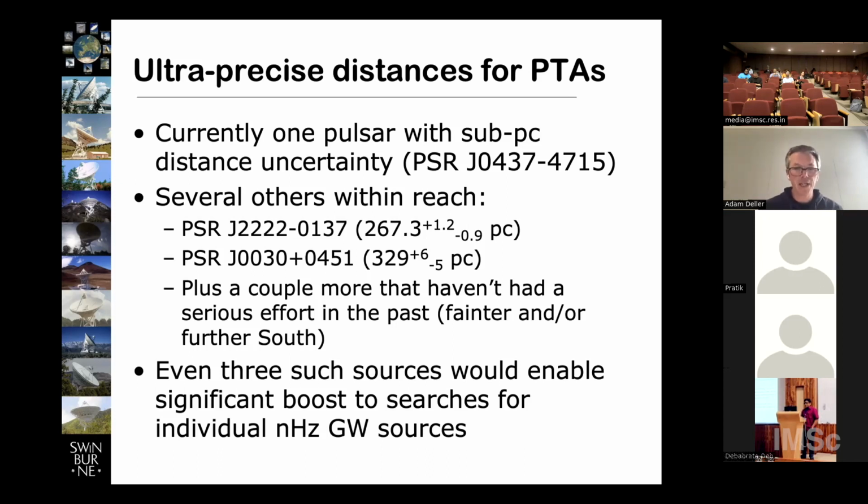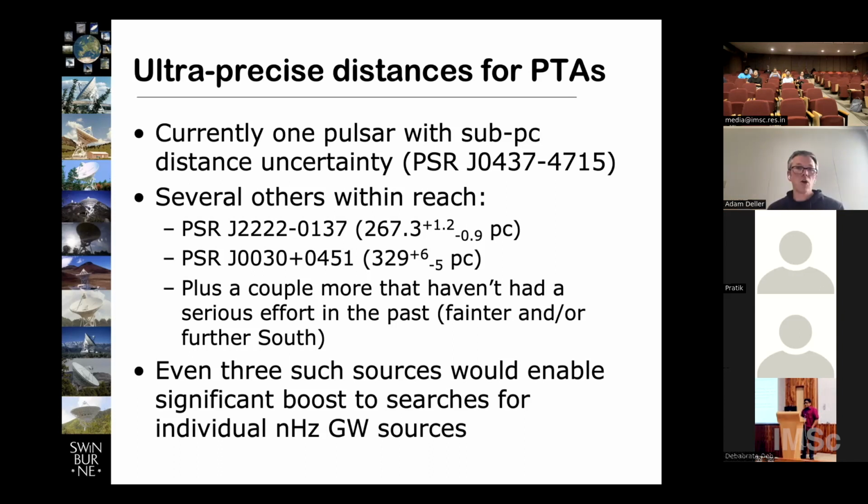Plus, there's a couple more that haven't really had a serious effort in the past because they're a bit fainter or they're a bit further south. But even just getting to 3 sources where the distances were known at sort of sub-parsec precision, so you could do a coherent search for kind of decade period gravitational wave sources, would be a really significant boost to the sensitivity for those searches. So I think it's worth investing in the future. And as was the question before, can we get to maybe order of magnitude level improvements in our parallax position? I think we can with a lot of effort, and if we can, then we can open up a significant number of sources that we could potentially get distances at this level.